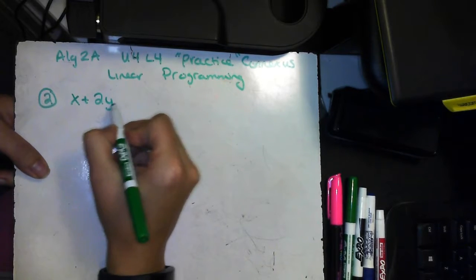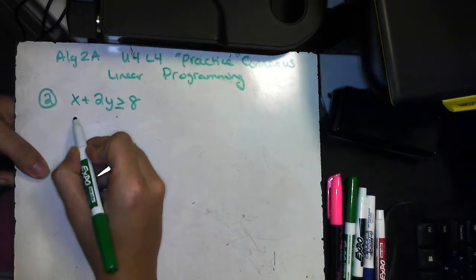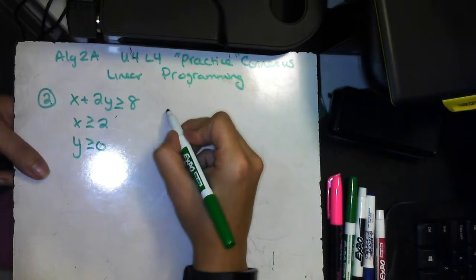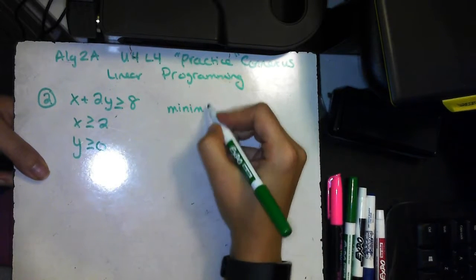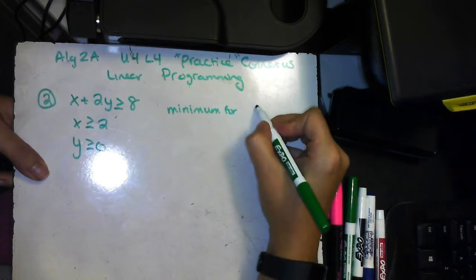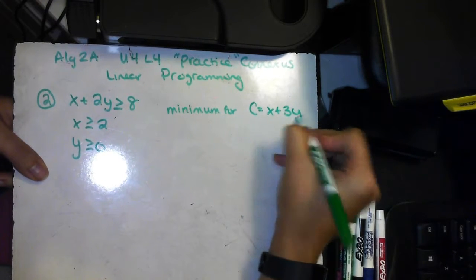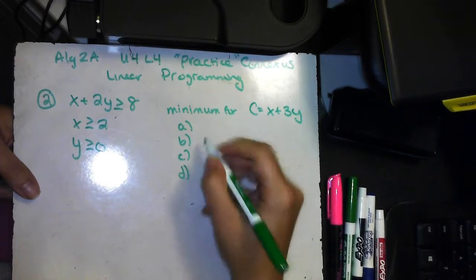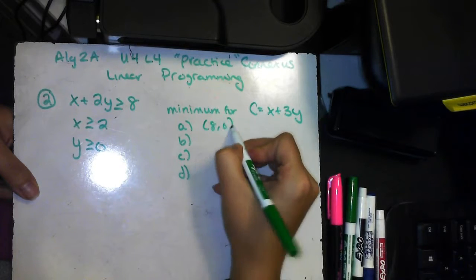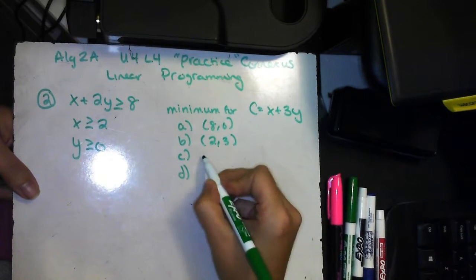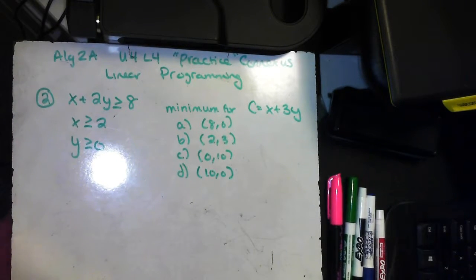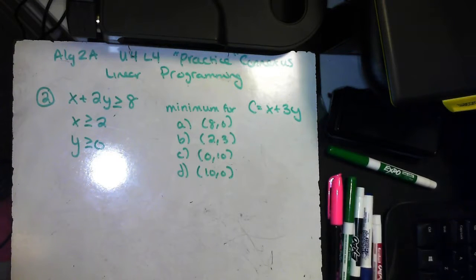It says x plus 2y is greater than or equal to 8. X is greater than or equal to 2. Y is greater than or equal to 0. And we want the minimum for c equals x plus 3y. And like most of your assignments and questions in this class, it's multiple choice. So they give you 4 options for your answers, and you're supposed to pick the correct option. So let me just show you the shortcut first, and then we'll go through the long way to do things.